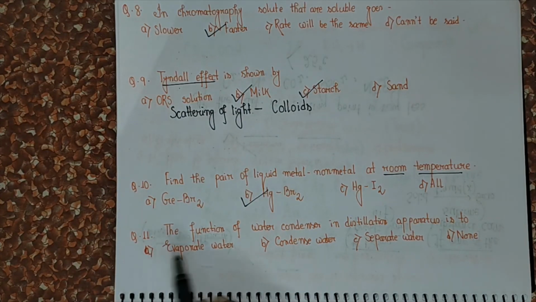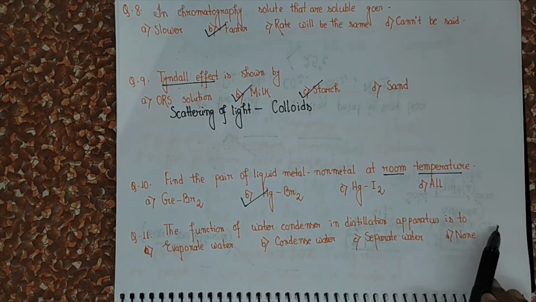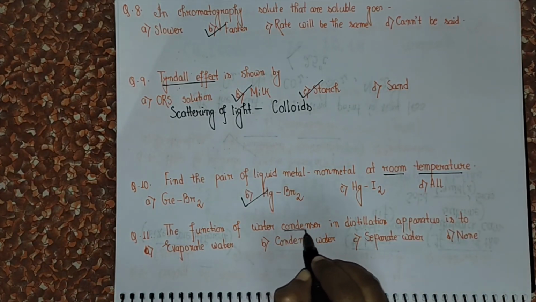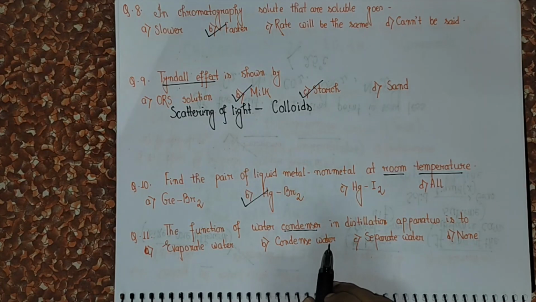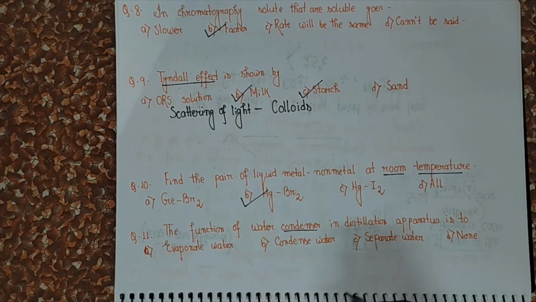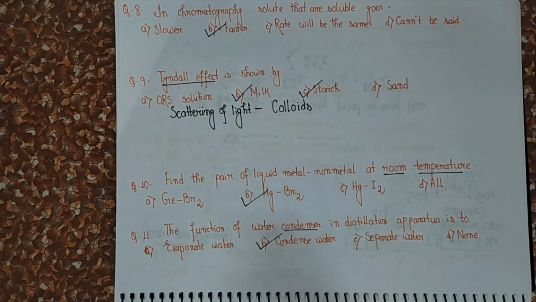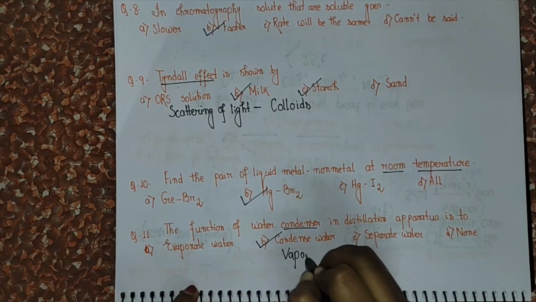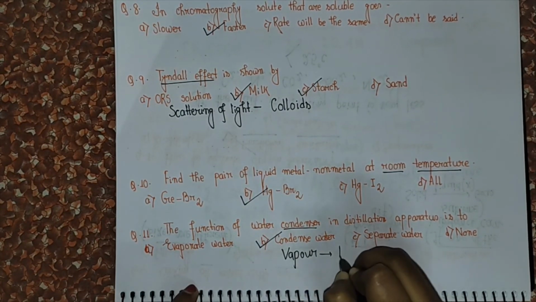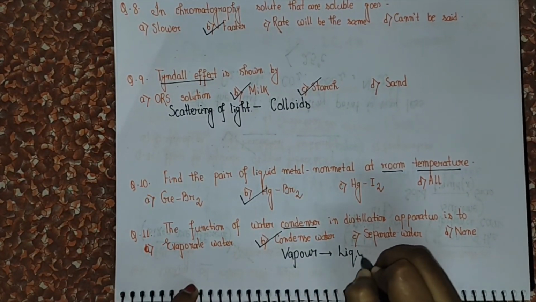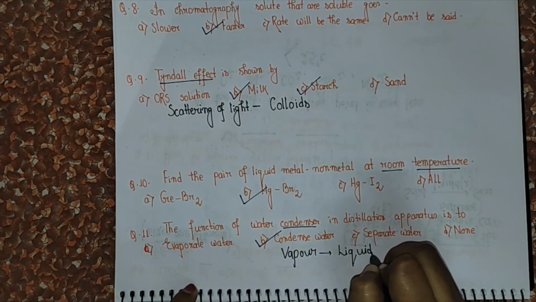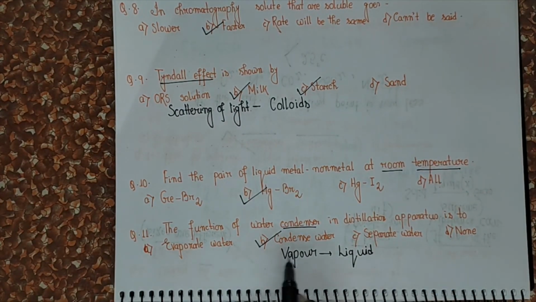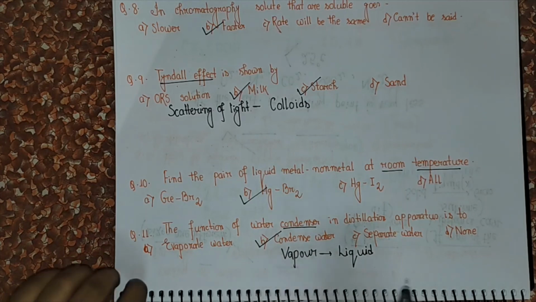Now the next question: the function of the water condenser in distillation apparatus is to... So what should be the activity of this condenser? Obviously it will condense the vapor. Now what is meant by condensation? Condensation means the conversion from vapor state to liquid state. So what is the function of the water condenser in this distillation apparatus? Obviously to condense the vapor.